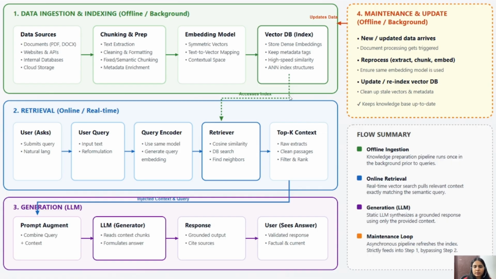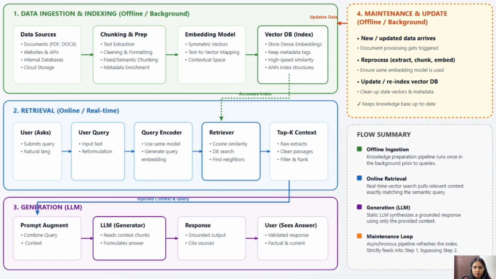And then retrieval will retrieve all the data from the vector db, maybe the top k context, and that data will go to the generation layer. It will read the context chunks and formulate the answer, and then it will give us the responses, or a grounded output. Then the user can see that data, and they can verify or validate it as well.